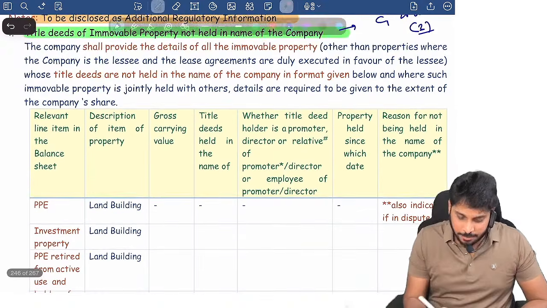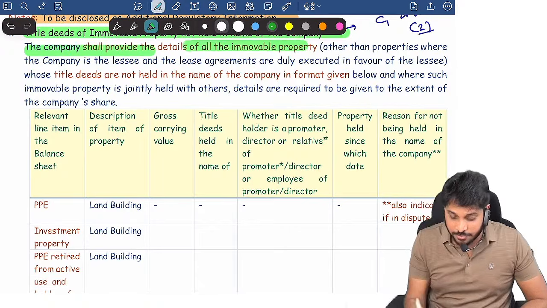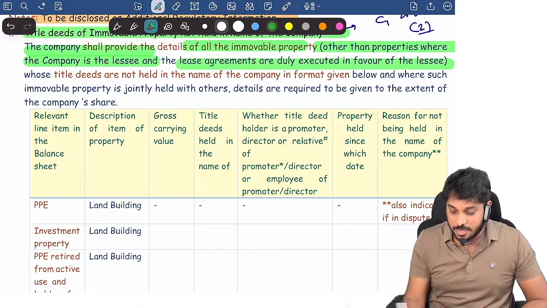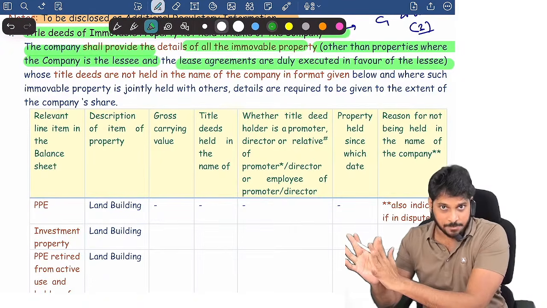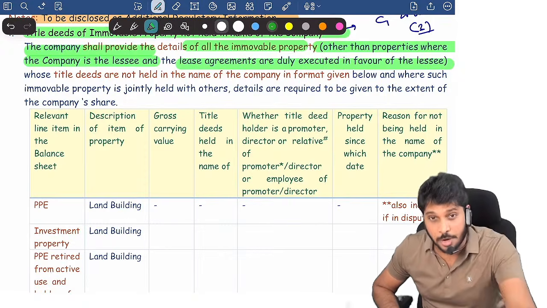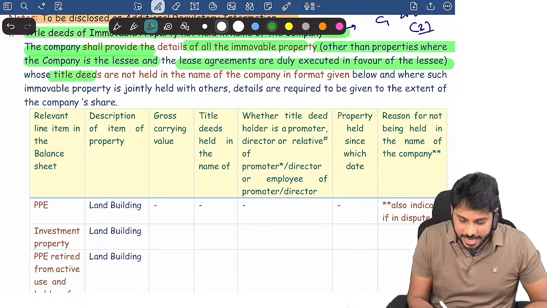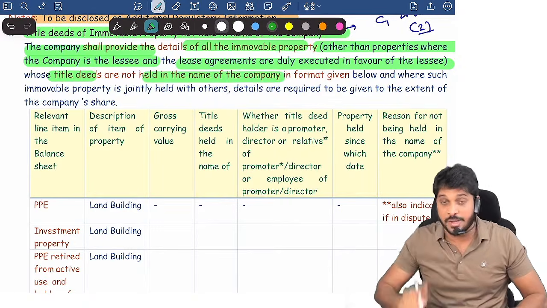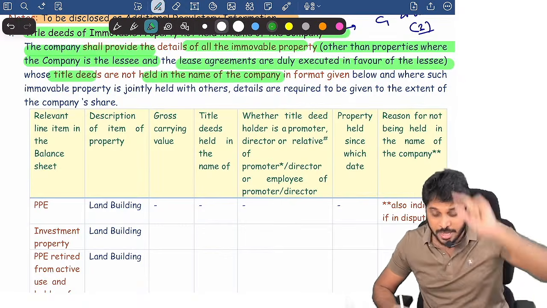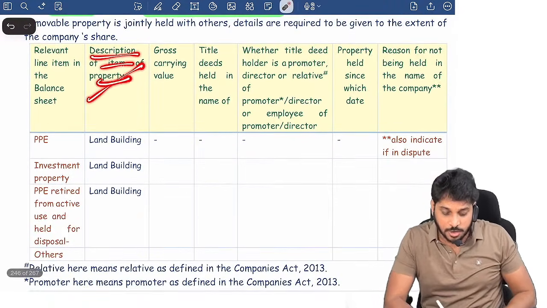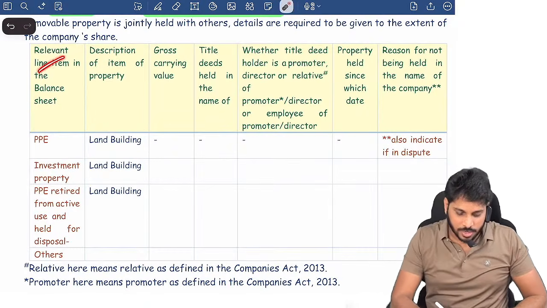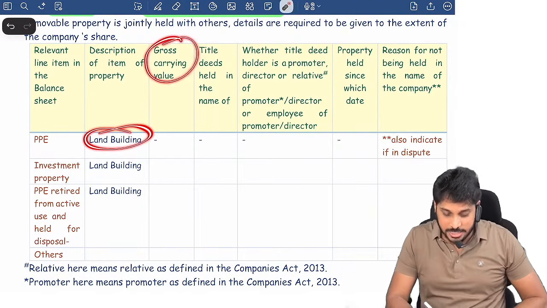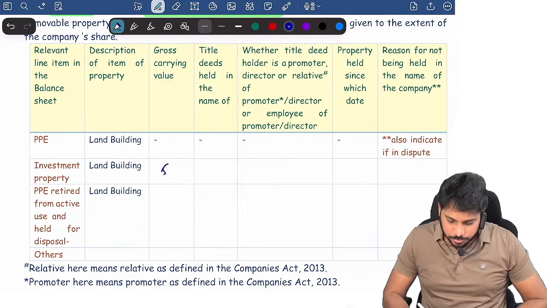The company shall provide details of immovable property, other than properties where the company is the lessee and the lease agreements are duly executed. Leased properties you can leave out. For company-owned, freehold properties, the company has to give a disclosure. If the registration documents of those immovable properties were not in the name of the company but in the name of somebody else, then you should give the description of the property, for example, land and building. The relevant line item in the balance sheet may be property, plant and equipment. Land and building, gross carrying value, say 5 crore.